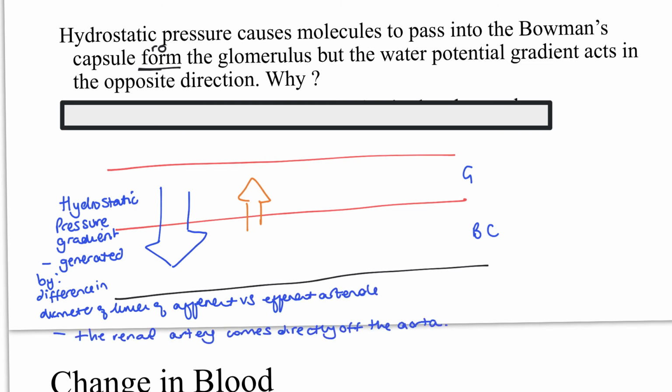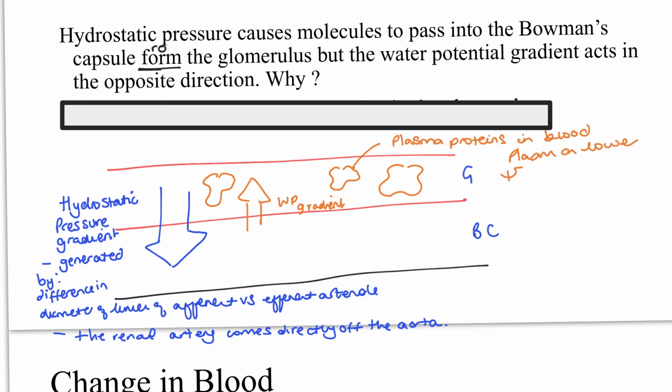This is the water potential gradient. So why is this here? Well, it is here because of the presence of plasma proteins. So the plasma proteins that are here in the capillaries, they're too large to go out, but they lower the blood's water potential. Therefore, what we have is a situation where there are forces acting in both directions. The hydrostatic pressure gradient acting out of the glomerulus and the water potential gradient acting into the glomerulus. However, the hydrostatic gradient generates a higher pressure, and therefore net movement is from the glomerulus to the Bowman's capsule.